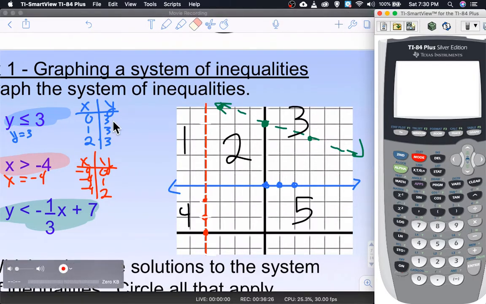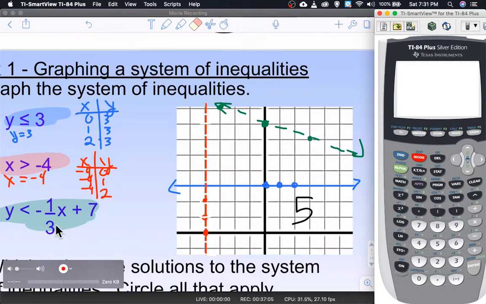So let's see here. From my blue line, I'm shading less than the blue. That's from the blue line, less than, down, less than that. So not you or you or you. From the red line, I'm shading greater than the red line. Which way of the red line shows x values bigger than -4? This way: -3, -2, -1, 0, 1, 2. These are bigger than -4.